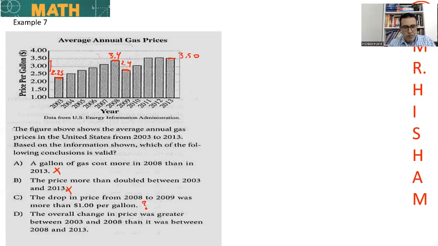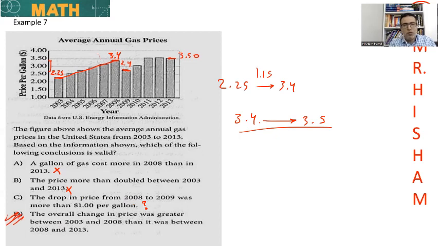The overall change in price was greater between 2003 and 2008 than it was between 2008 and 2013. From 2003 to 2008, the price increased from 2.25 to 3.4, which is approximately 1.50. But the price from 2008 to 2013 increased from 3.4 to 3.5. Yes, I totally agree that the greatest change was in D. So why am I not going to go with C? Because I'm not sure from the value whether the drop was more than or exactly $1.